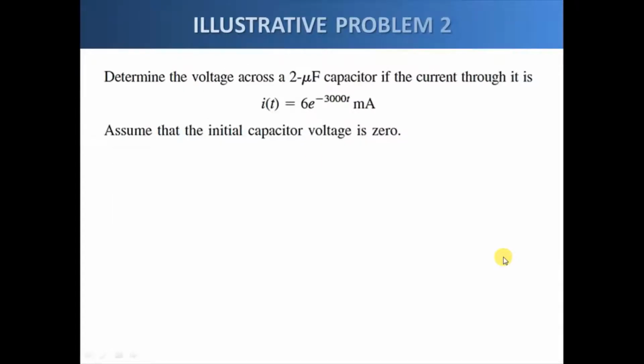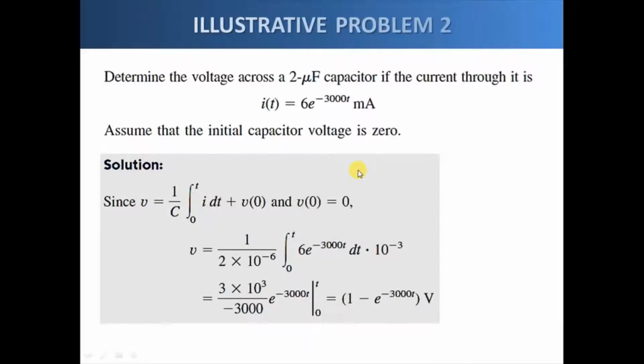Now in the second example, let's say we have a 2 microfarad capacitor and current is flowing towards this capacitor. Let's assume the capacitor has no initial voltage. So we can use the formula for the voltage, and that is to first get the accumulated voltage by doing integration from 0 to t of the function I, and then add whatever initial voltage we have. But since the initial voltage was declared as being zero, this simply leaves us the term that has the integral sign. So let's go on and integrate.